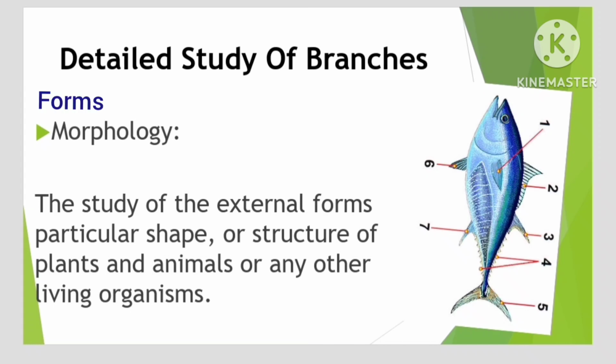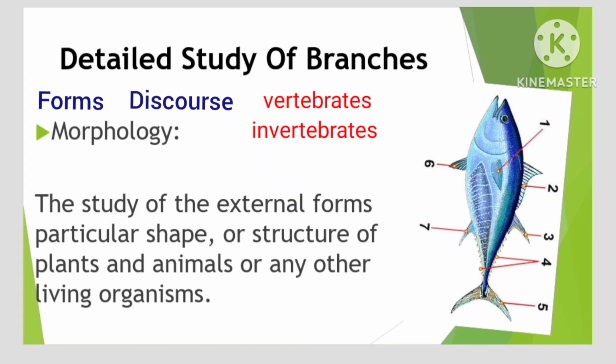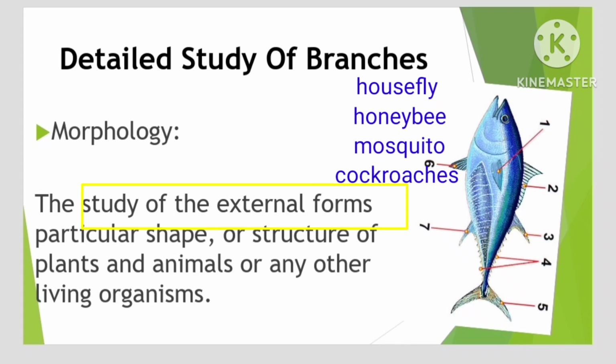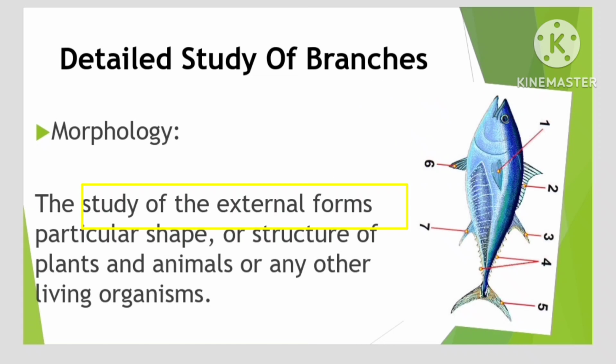The word morph is derived from a Greek word which means forms. So it is the study of external forms of any living organism. Let me give you one example: whenever we see any invertebrate animals, we can easily recognize that the body is divided into head, thorax and abdomen, and they also have wings on their body. For example, housefly, mosquito, honeybee, cockroaches.